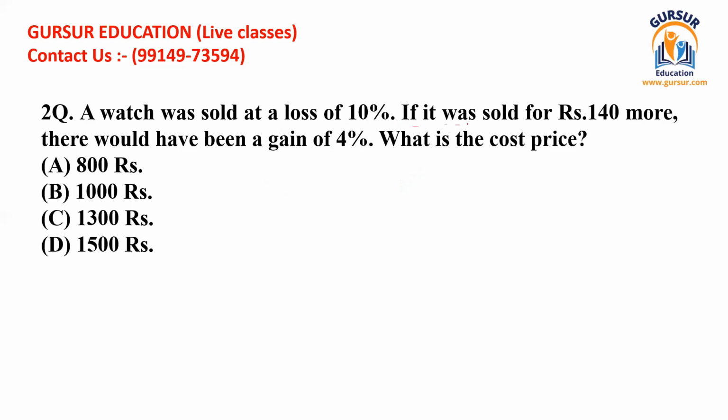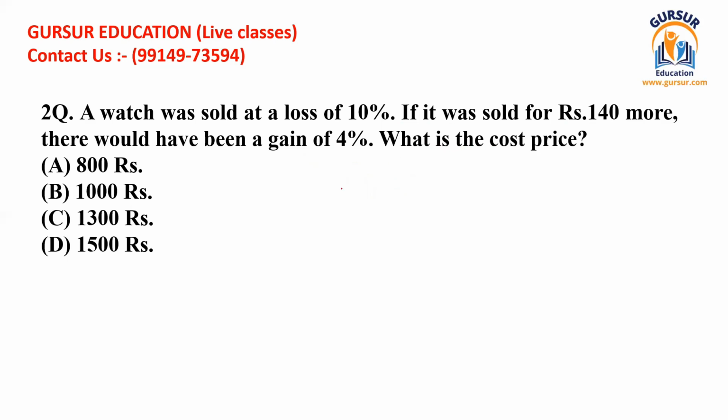The second is, if it was sold for 140 more rupees, that means whatever the price at which this has been sold and you have incurred the loss of 10%, if you add 140 more to that, then you would be gaining 4% on your cost price. Then what should be the cost price of this article?